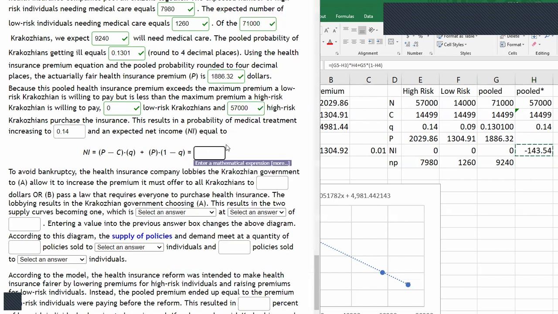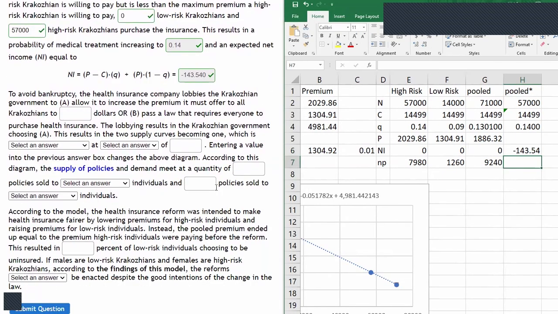So the insurance company is going to go out of business here if it can't get an authorization to raise the health insurance premium. To avoid bankruptcy, the health insurance company lobbies the Caucasian government to A, allow it to increase the premium it must offer to all Caucasians, or B, pass a law that requires everyone to purchase health insurance. The lobbying results in the Caucasian government choosing A. So instead of passing a law that requires everyone to purchase health insurance, it's going to go with A first.